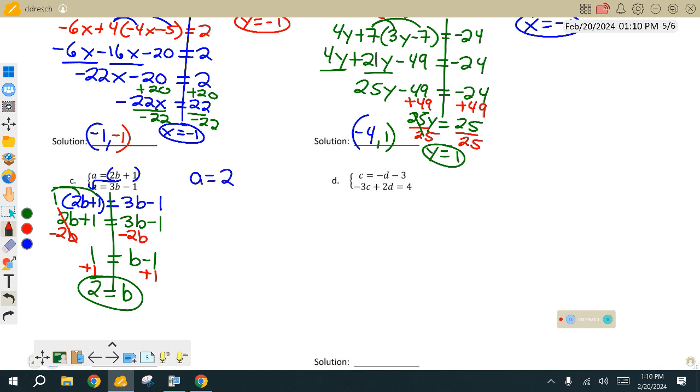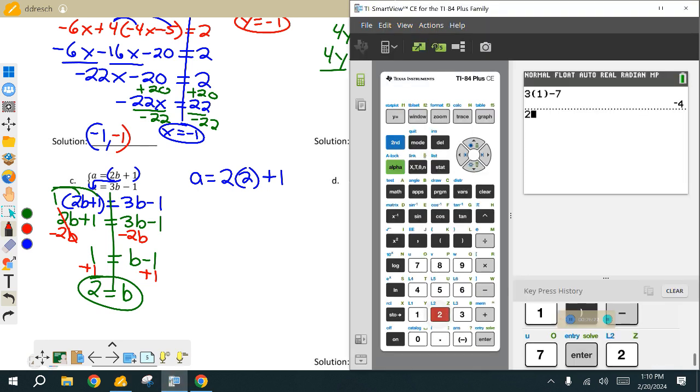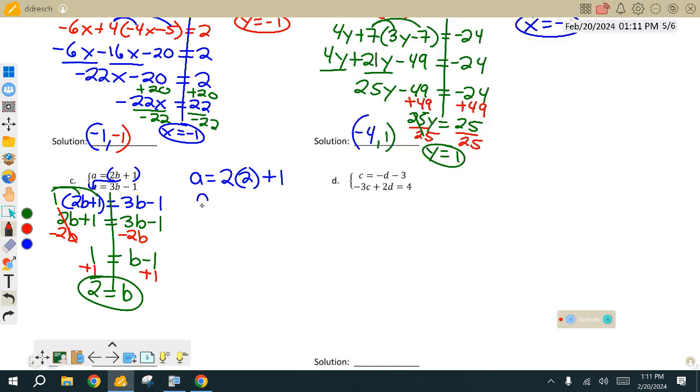2 times b, 2 times 2, b is 2. Go to your calculator. Input is 2, output is what? 2 times 2 plus 1. Ain't it 2? A is 5. Oh, we took that top one in parentheses. 2b plus 1. B we found to be 2. 2 times 2 plus 1 is 5.